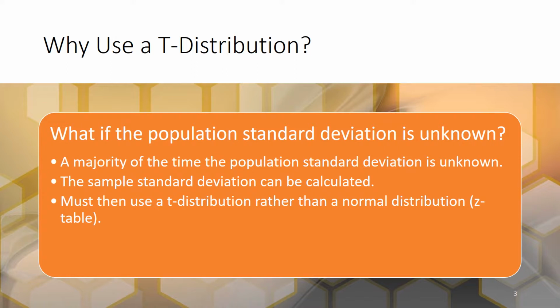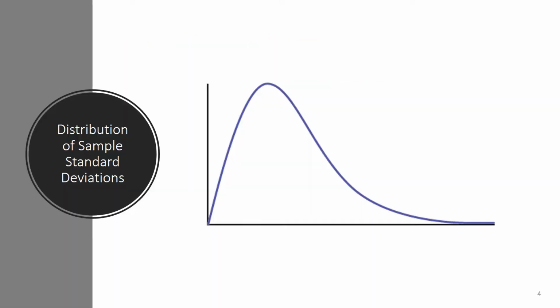So if you are doing a confidence interval and you're trying to estimate this population mean, it's unlikely that you know the population standard deviation because it's about the population. But you can calculate the sample standard deviation. But to do that, you have to use a t-distribution rather than a normal distribution or the z-table. Now a t-distribution looks different than a normal distribution. It doesn't look like what's on the screen. I'll show you what it looks like in a second.